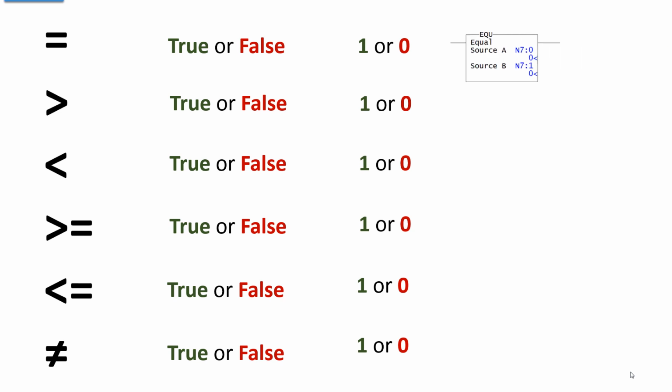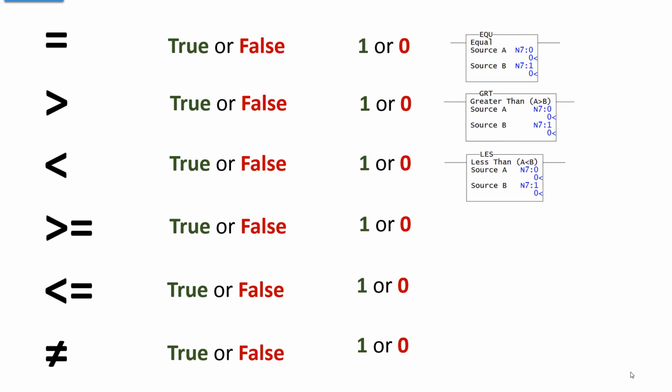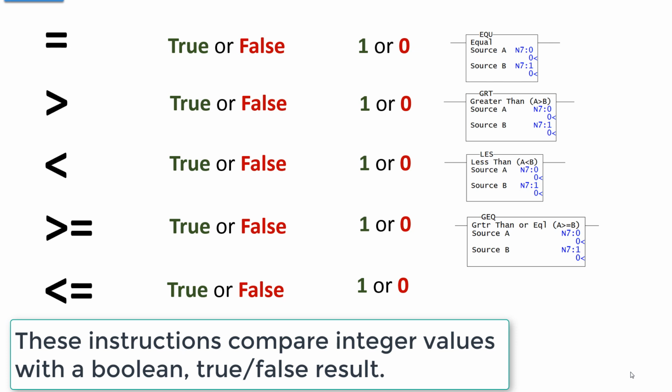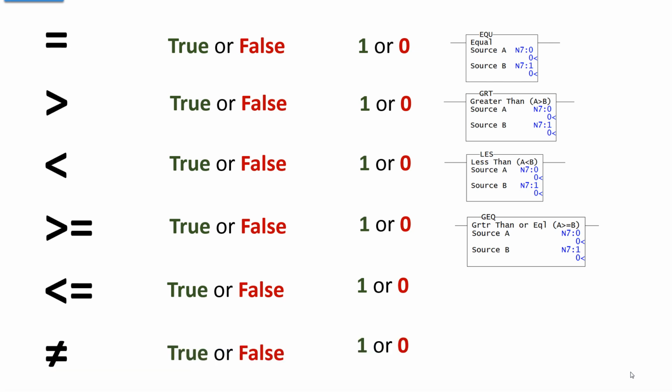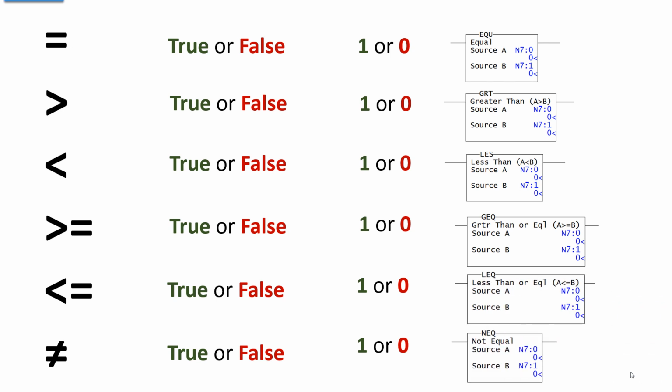This is the equal instruction for a PLC. I have the value of 0 in all of these elements, but these are the instructions. N70 is equal to N71, true or false. Greater than N71, true or false. Less than N71, true or false. Greater than or equal to, true or false. Less than or equal to, true or false. Not equal. These are the 6 basic comparison instructions that you will find in PLCs.